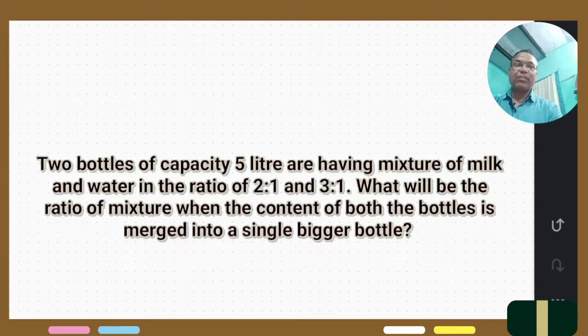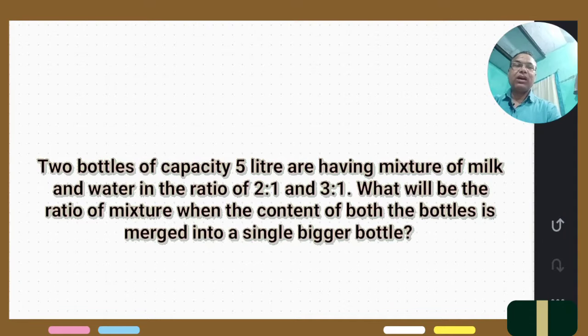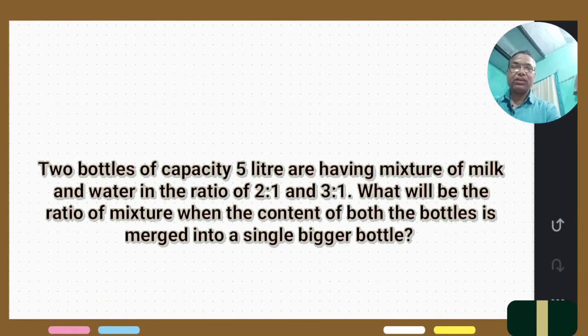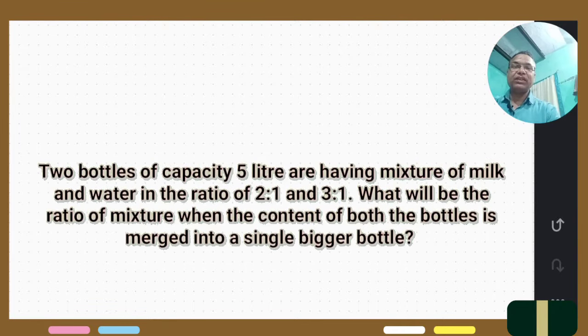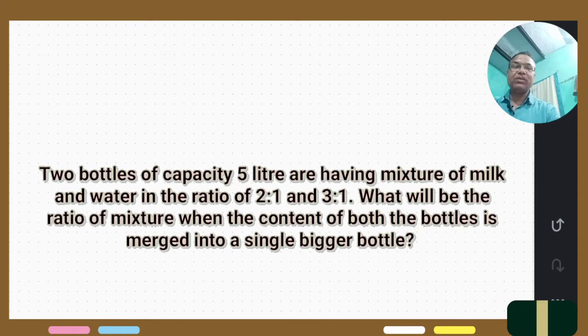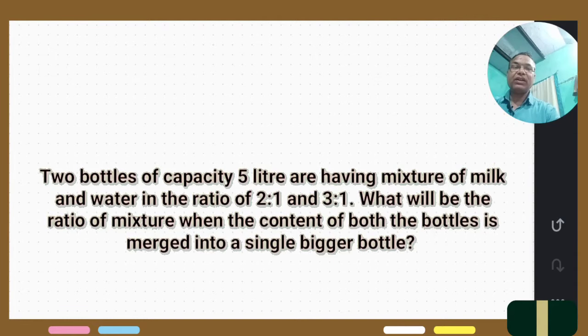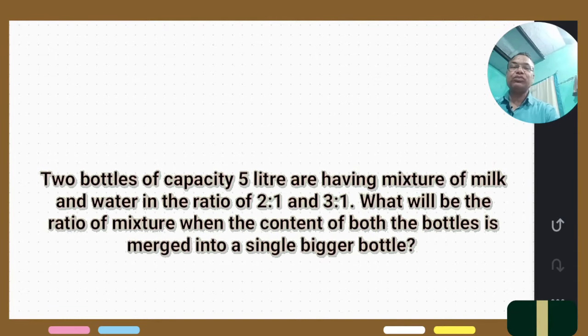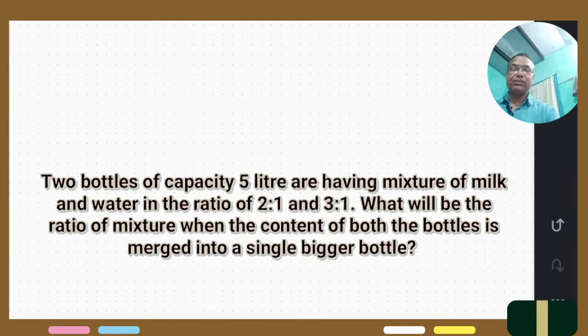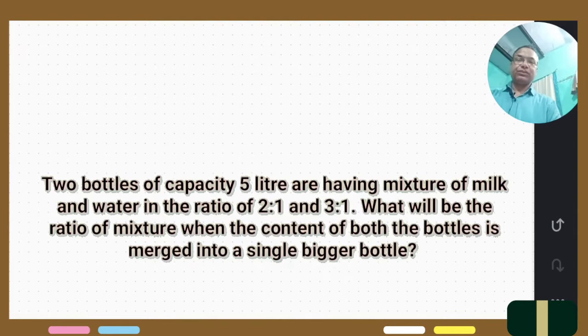Two bottles of capacity 5 liters are having mixture of milk and water in the ratio of 2:1 and 3:1. What will be the ratio of mixture when the content of both the bottles is merged into a single bigger bottle? So let us see the solution.